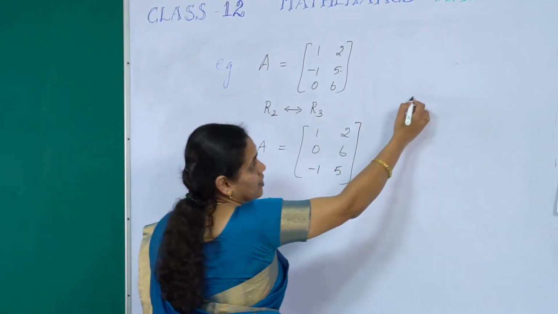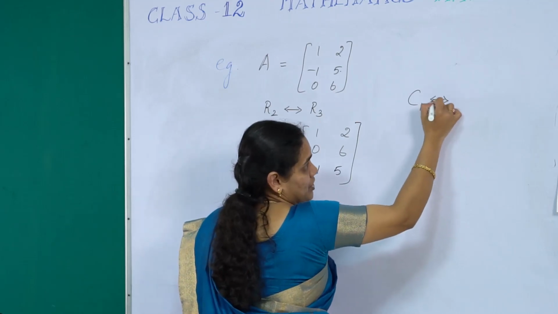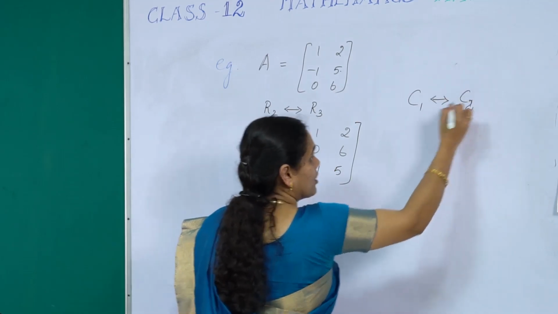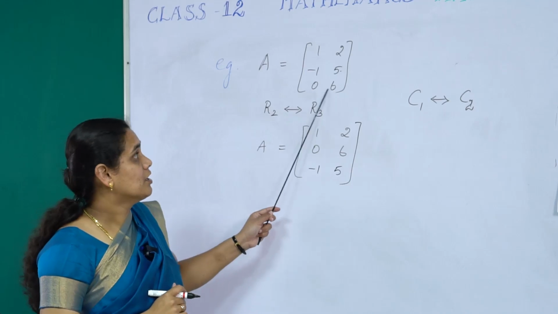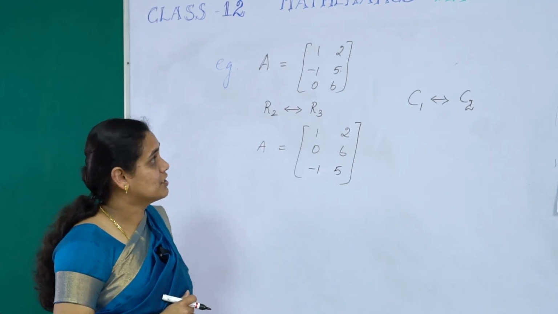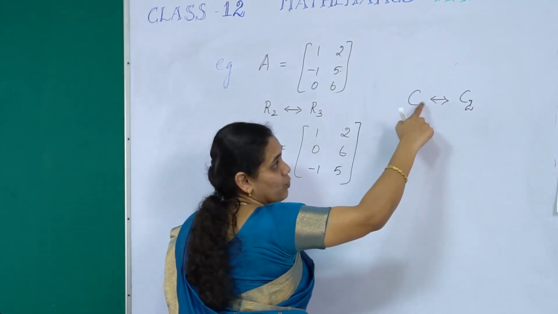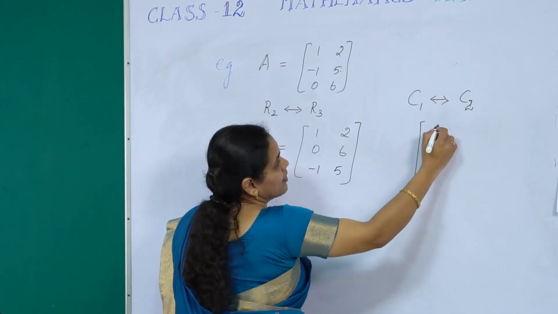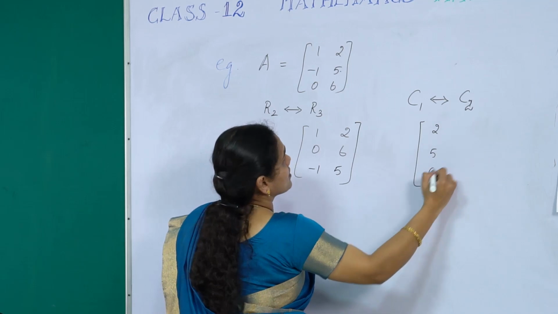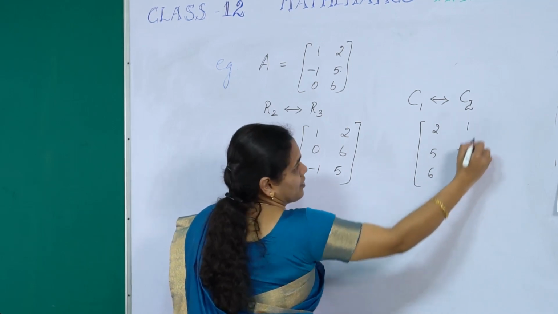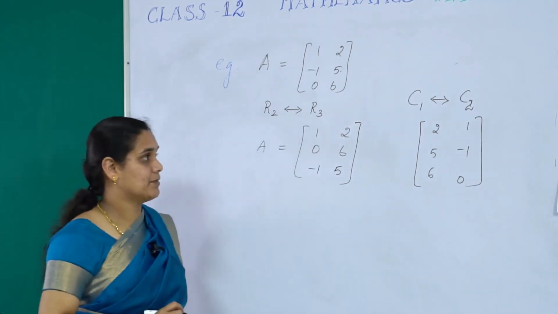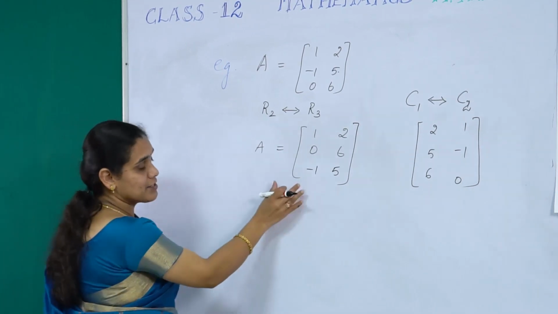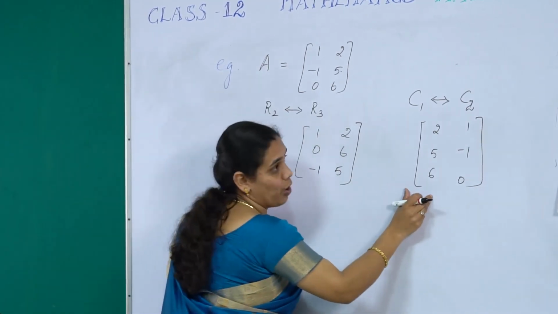If we like to interchange columns, here there are only 2 columns. So if we like to interchange these 2 columns, we write like this: C1 getting interchanged with C2. So that is 2, 5, 6, 1, minus 1, 0. Yeah, this is the first operation. This is due to row and this is due to column.